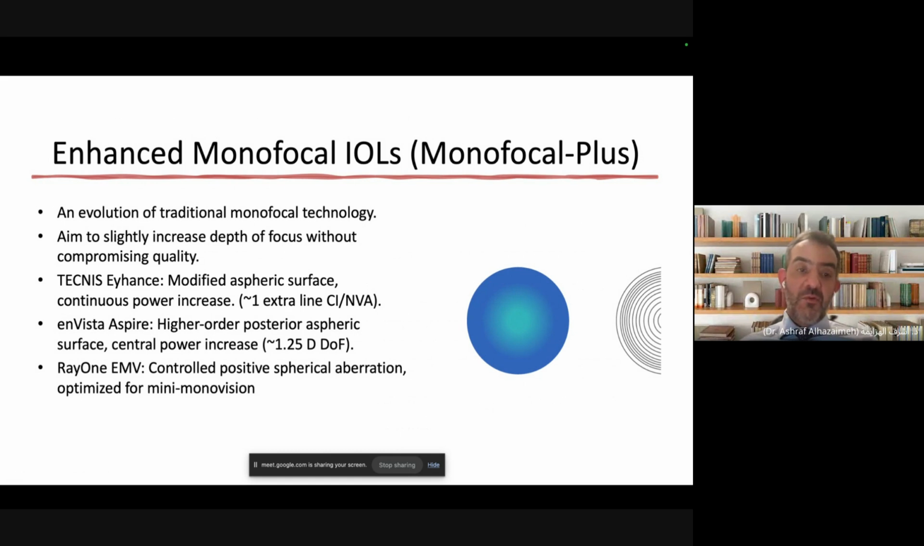The last category that we will talk about today is something which is between monofocal and EDOF, which we call monofocal plus or enhanced monofocal. And the main example of that is the thickness enhanced lens, in which there's a central increased curvature area, which is continuous. There's no sharp edge between this area with increased power and the surrounding. So it's a smooth, continuous change, but it doesn't reach the level of the EDOF.